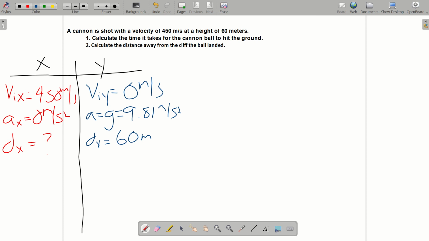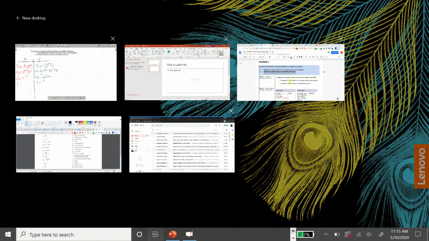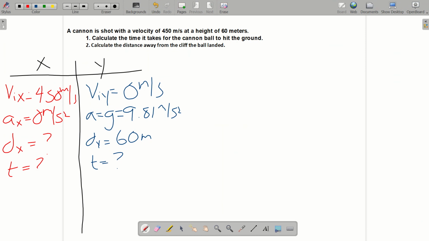So let's start with part 1, where we want to know the time. So the time is going to be the same in the x and the y direction. So once we find time in one direction, we can apply it to the other direction. So we've got 4 givens. In the x, we're missing 2, in the y, we're missing 1. So in order to calculate the time, we're going to be using the y direction variables because we're only missing one variable. For the x direction, we're missing both distance and time, so we can't calculate the time using the x direction.